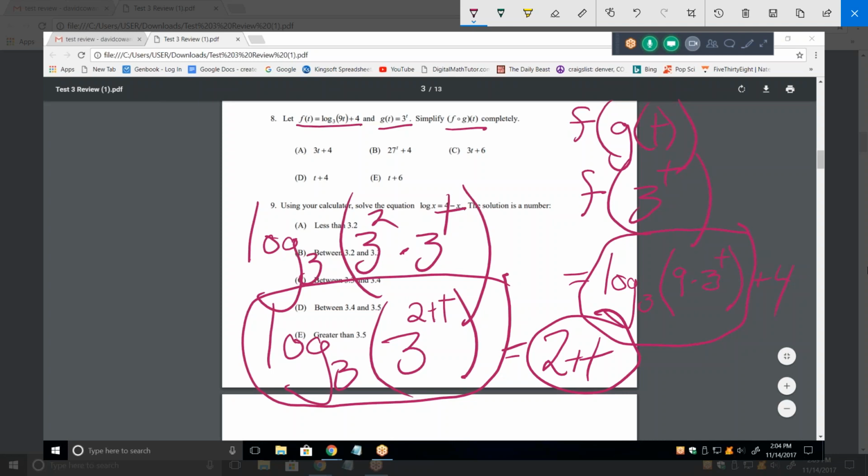Let's see. F of g of t is f of 3 to the t, which is log base 3 of 9 times 3 to the t plus 4. I get it. I simplified that, but I forgot the 4. There's still a plus 4 there. In other words, everything I did involved that. I forgot the 4 totally. Well, I still have the 4. You can't forget it. You have to add it to the final answer, and the final answer is t plus 6.